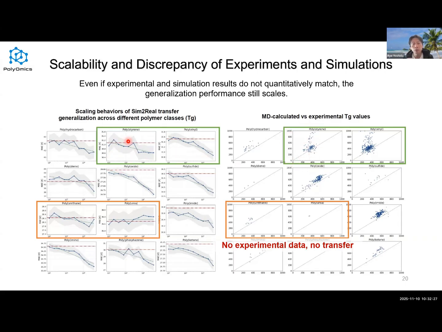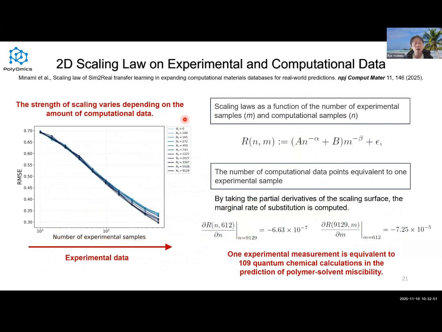Nevertheless, the resulting sim-to-real transfer model exhibits significant scaling like this. This means that even if the experiment and simulation results do not quantitatively match, the generalization performance still scales. This is one of the important facts we need to consider.